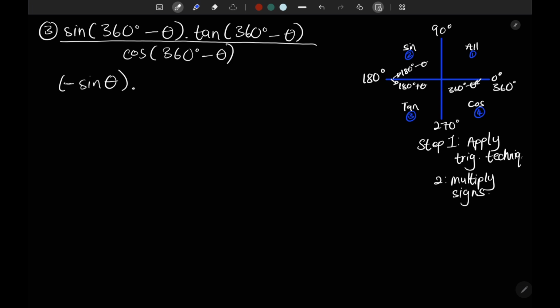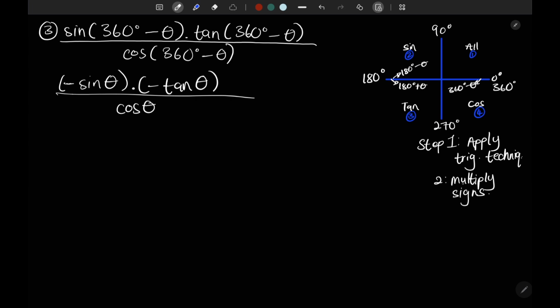Where's 360 degrees minus theta? In your CAST diagram, there's 360 degrees minus theta. It's in the fourth quadrant where tan is negative. So your answer should be negative tan theta. All over cos 360 degrees minus theta. Let's locate 360 degrees minus theta in the CAST diagram. That's 360 degrees minus theta. It's in the fourth quadrant where cos is positive, right? So your answer should be cos theta, excuse me.